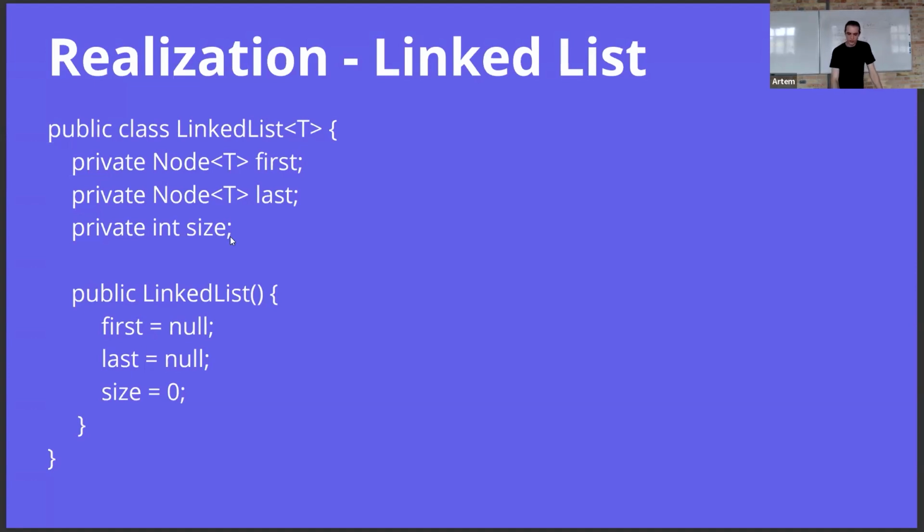And also we have size. In this example, size is 2, right? When we add elements, we increase the size. When we remove elements, we decrease the size, like with an array list. So we have a constructor, and when we create a linked list, it's empty. First and last element are null, size 0.